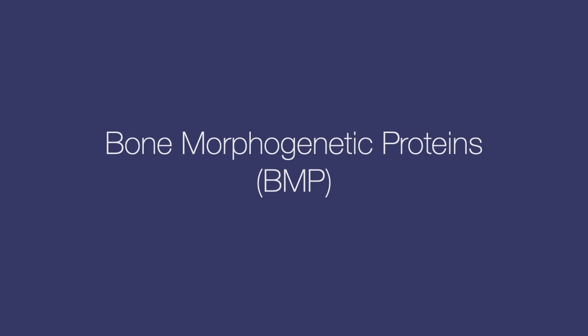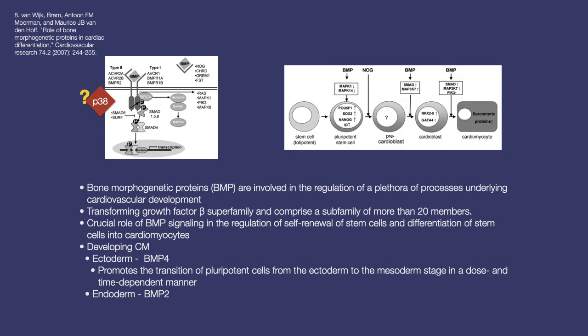One of the big advantages that I saw with this paper is that they are looking at the bone morphogenic proteins as chemoattractants rather than classical chemokines that have been shown to influence macrophage migration. Bone morphogenic proteins are normally involved in the development of the cardiovascular system. They're part of the transforming growth factor B superfamily and comprise more than 20 members.